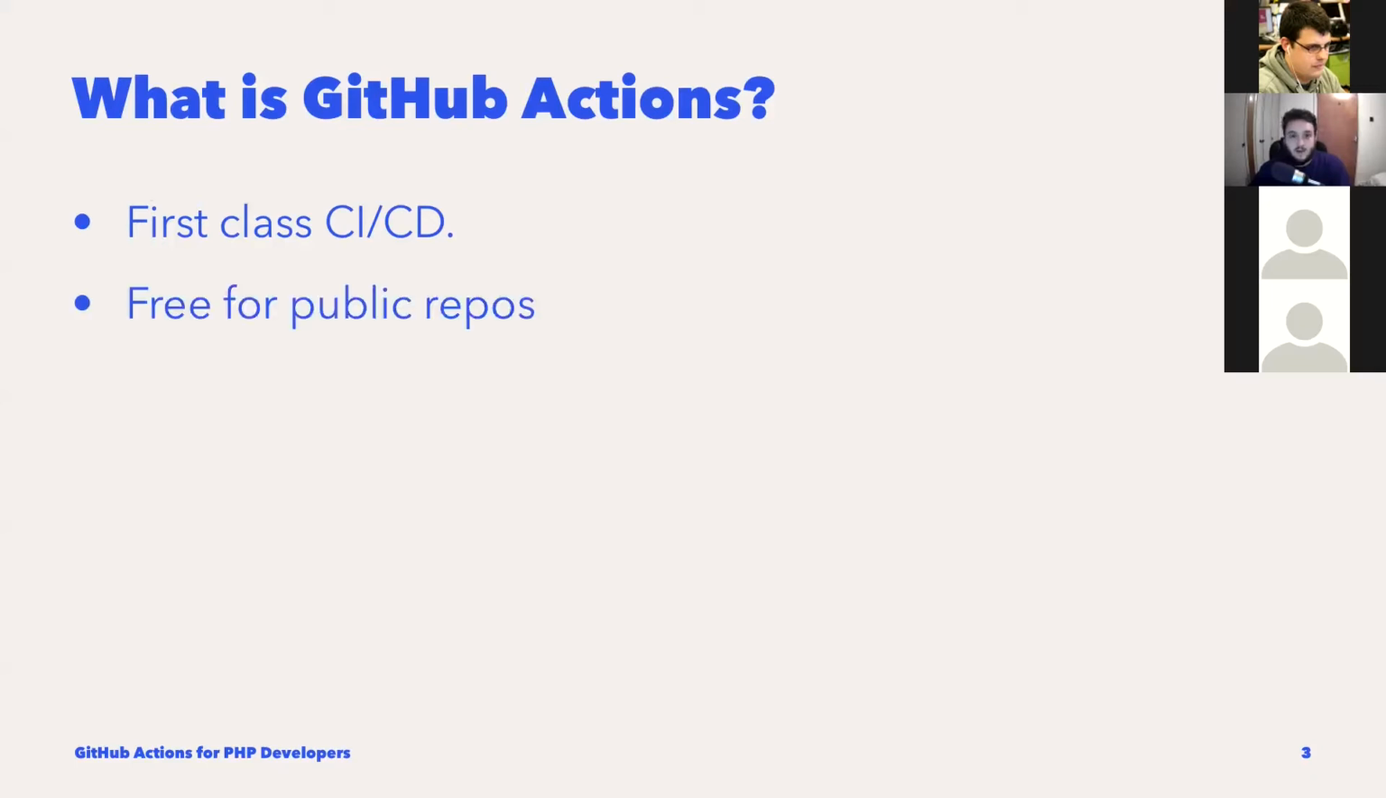It's free for public repos. So if you've got an open source package or even an open source application, you can use it for free with unlimited build minutes, I think within reason, but unlimited technically. And even if you're not building a public package or an application, you still get quite a generous quota. So I think now it's 2,000 minutes per month that you can use. And if you pay for GitHub, you get a bit more than that.